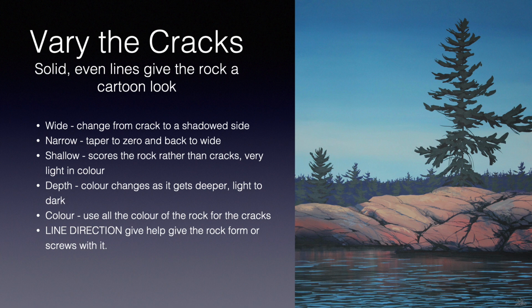Scores in rock are where glaciers have scratched into the rock surface and are very shallow, and you can represent that with the same color, just slightly darker, or just generally a slightly darker color. To show a deeper crack, take it from a light color into a darker color as you move deeper into the crack. Use all the different colors that you've used in the rock. Shadows are not devoid of color.